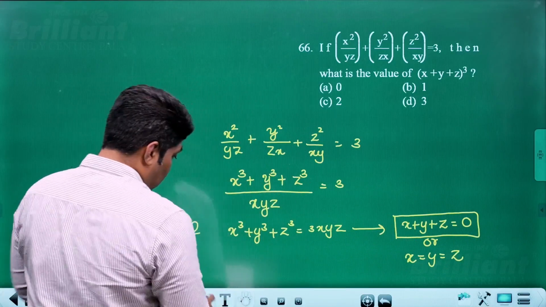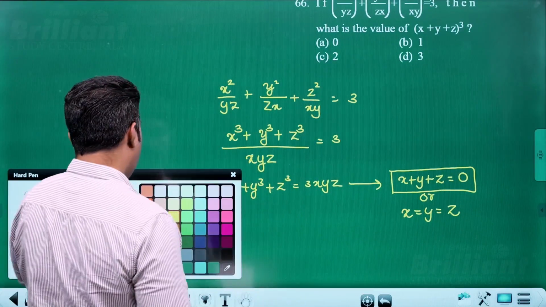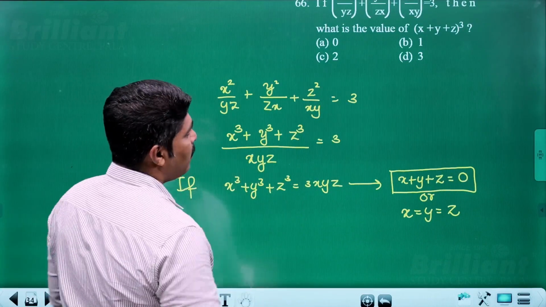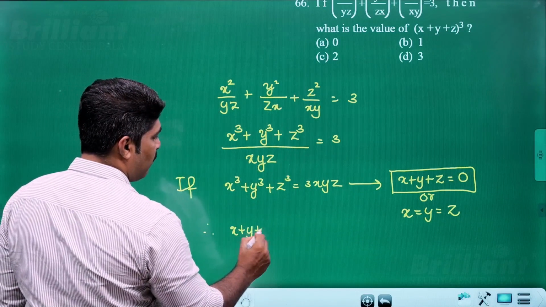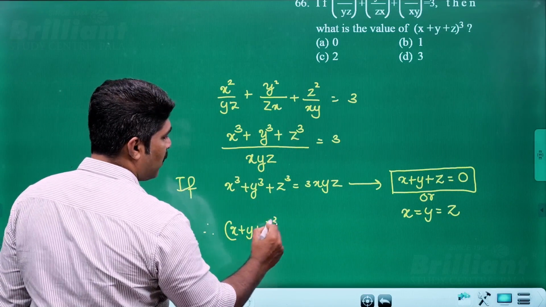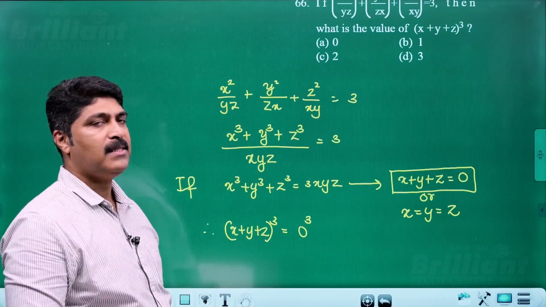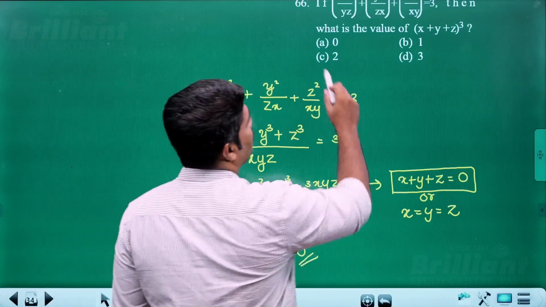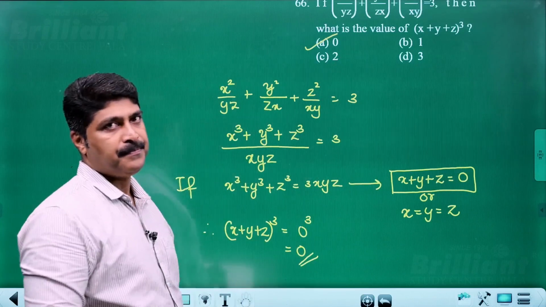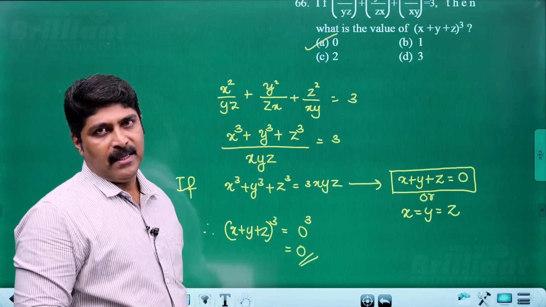So if we consider x plus y plus z equal to 0, what is the result here? What we are going to find out is x plus y plus z the whole cube. Here we have the value of x plus y plus z as 0. Therefore, 0 cube is equal to 0. So this is the result. Clear?